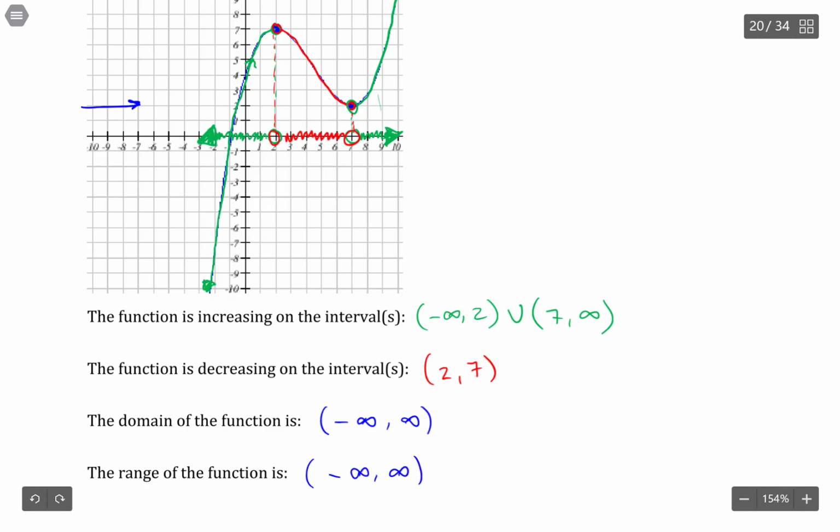Another way you can think of domain and range is if you considered smashing the graph up against the x and y axes. Then the resulting smashed graph up against the x-axis would be the domain, and the resulting smashed graph up against the y-axis would be the range. Let me show you how that would look.